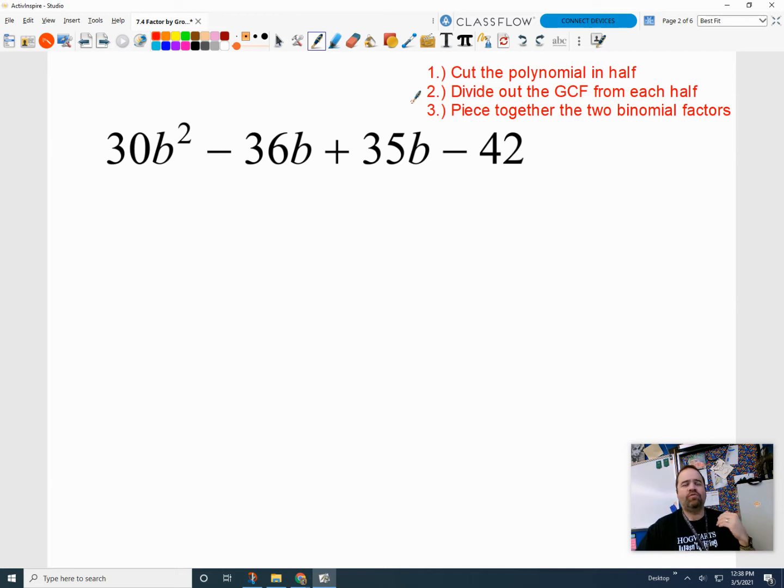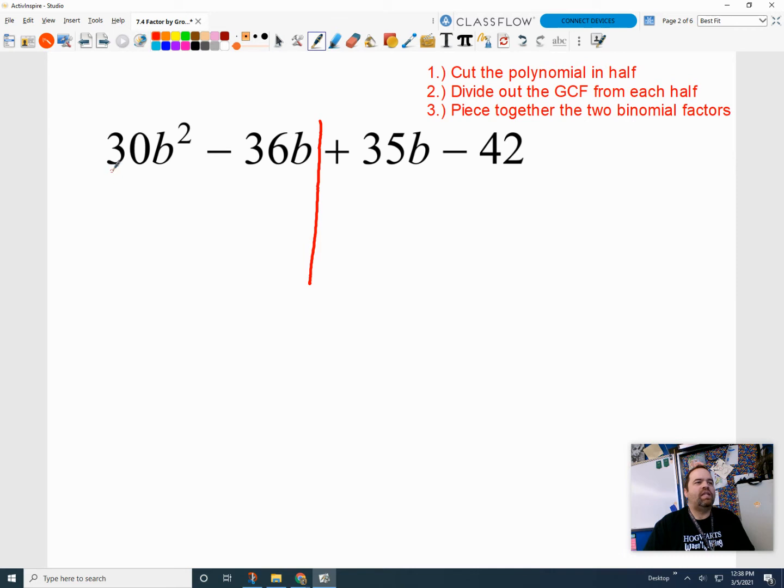So in order to factor this by grouping, I need 4 terms because I'm going to cut this thing in half. I'm literally going to draw a line down the middle of this thing, and I'm going to do a greatest common factor on the left side and the greatest common factor on the right side. And it kind of looks a little magic that this happens, but it's not.